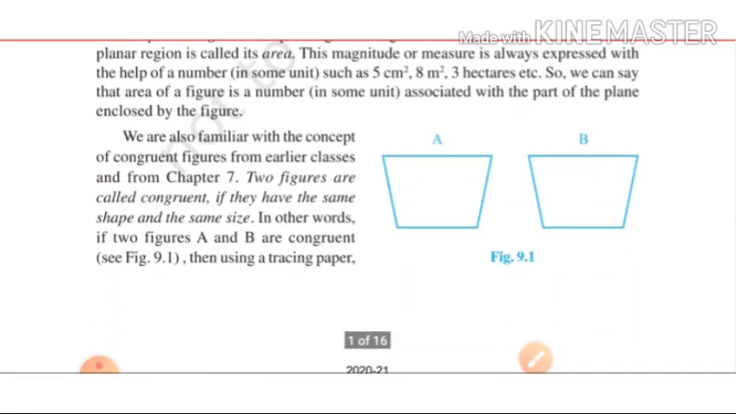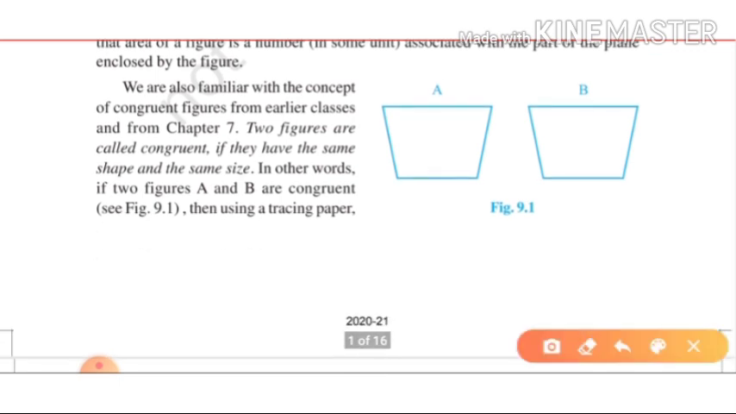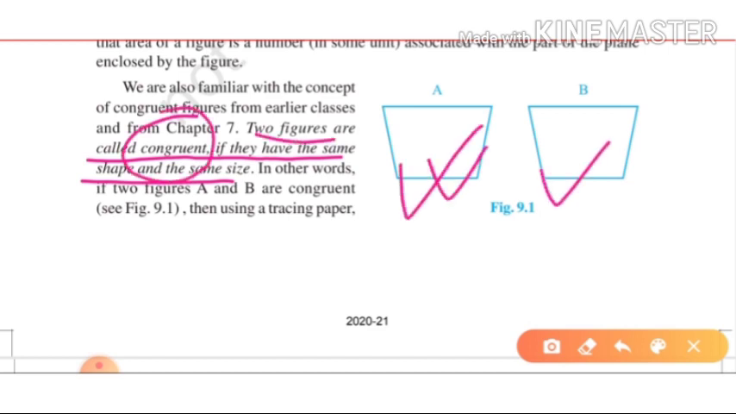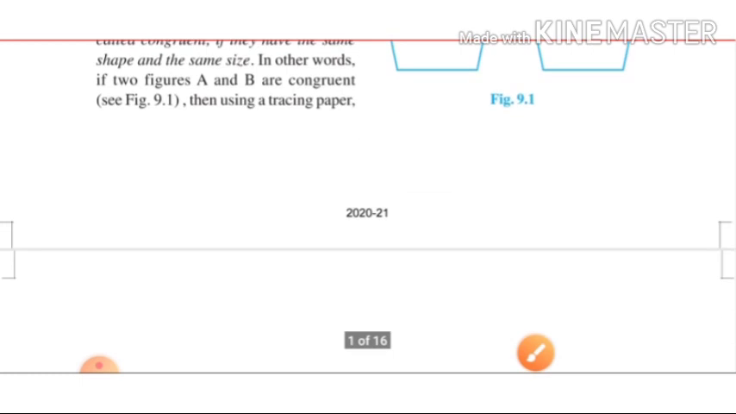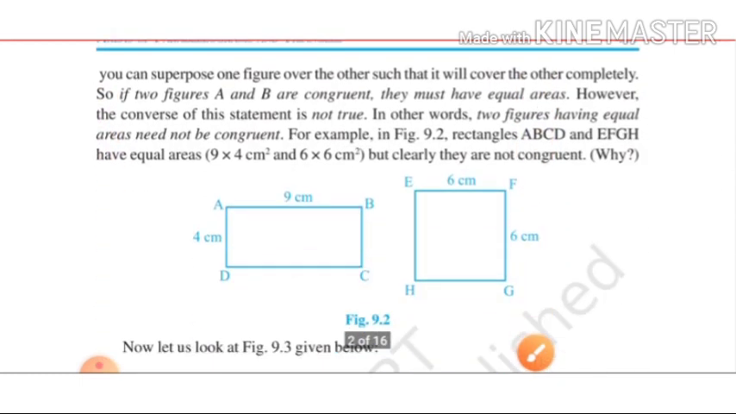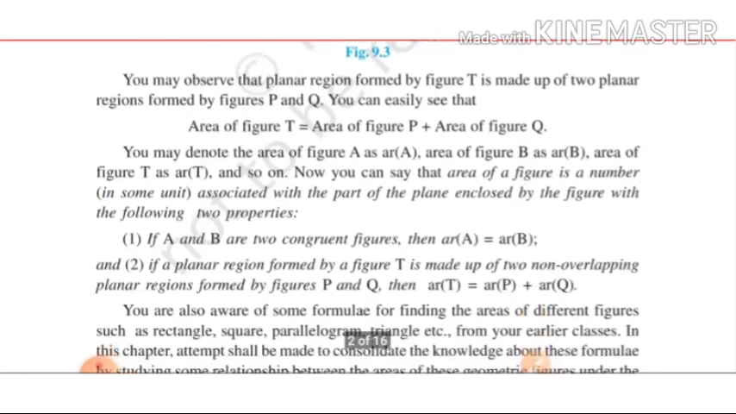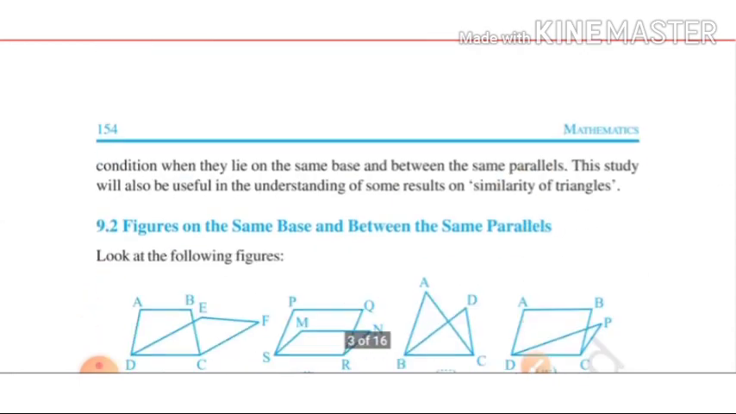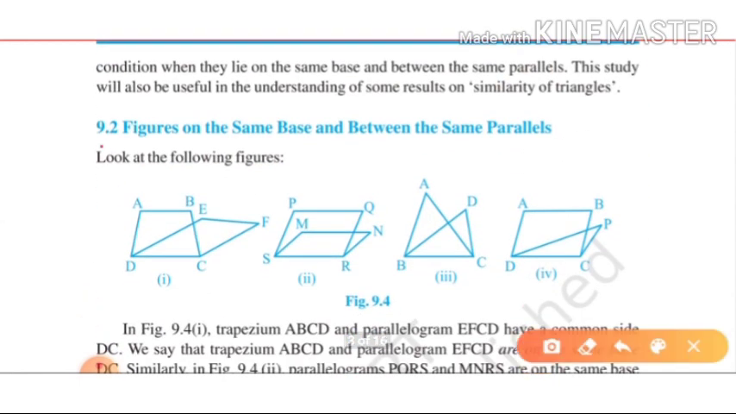We know what is area. We know what are congruent figures. If they have the same shape and size, they are called congruent figures. So if these two have the same shape and size, then they are said to be congruent figures. Then we'll learn about figures on the same base and between the same parallels.